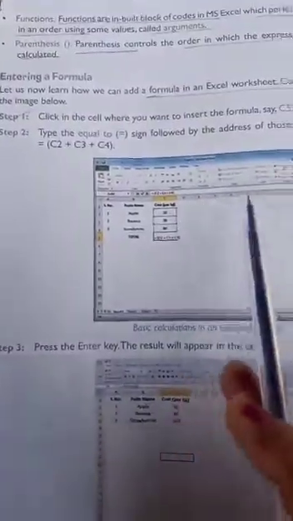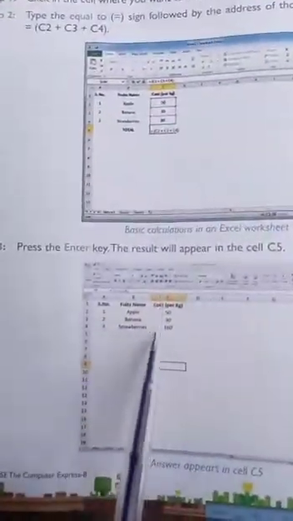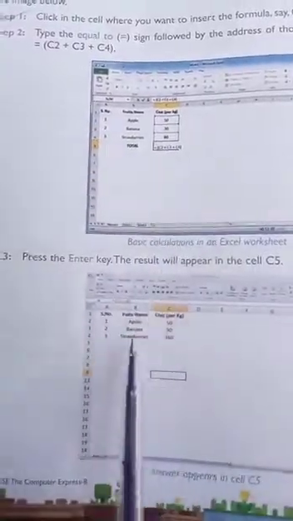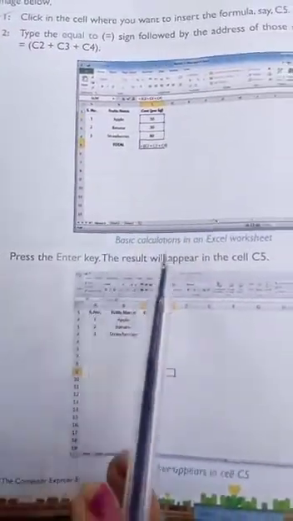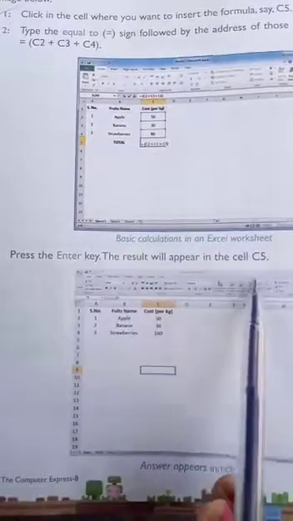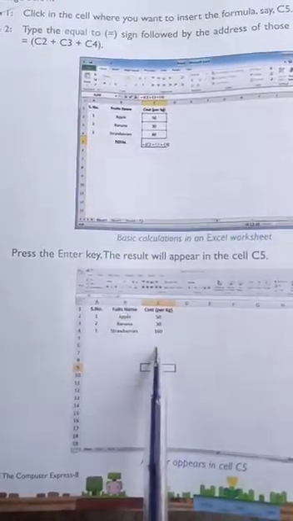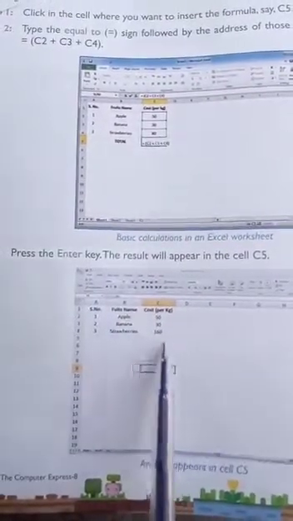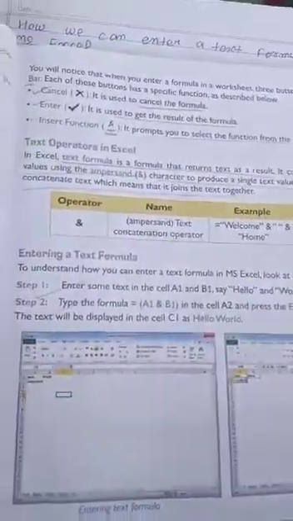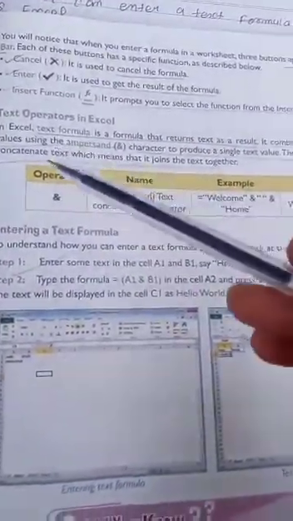Equals to C2 plus C3 plus C4. We have to write the equal sign before writing any formula, and then you have to press the Enter key. When you press Enter, in the next cell, the C5 cell, you will get the total of the fruits. So I told you that we will study about some operators. This is the operator here.